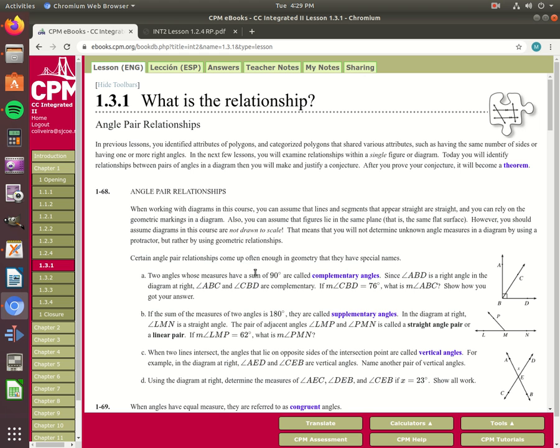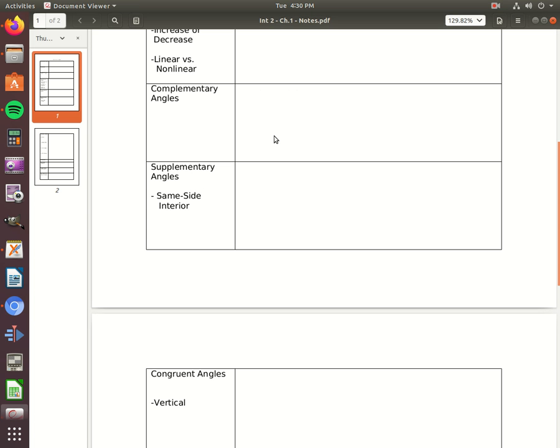So certain angle pair relationships come up often enough in geometry that they have special names. Oh, hold on, let me set something up. I apologize. It's referring to that, I really think you should keep an eye on.